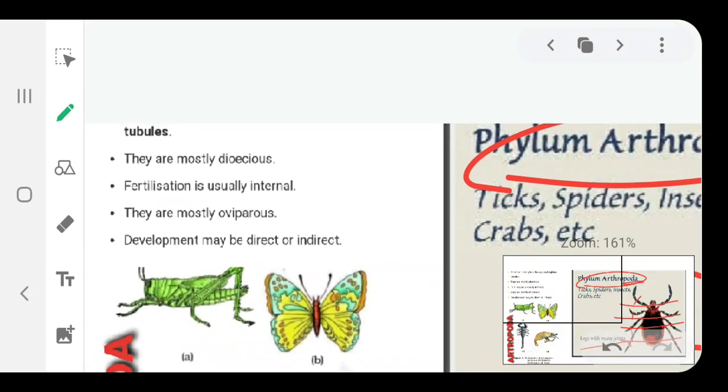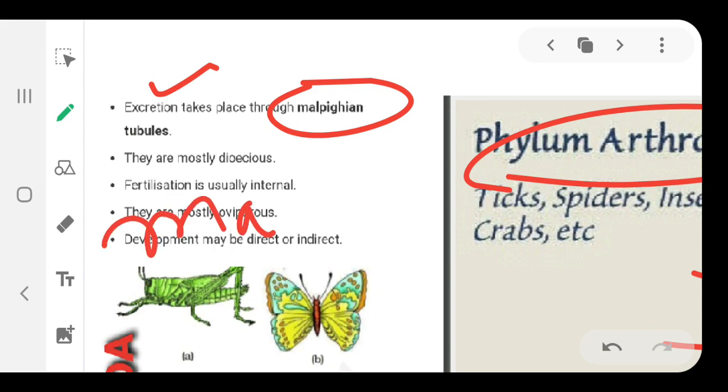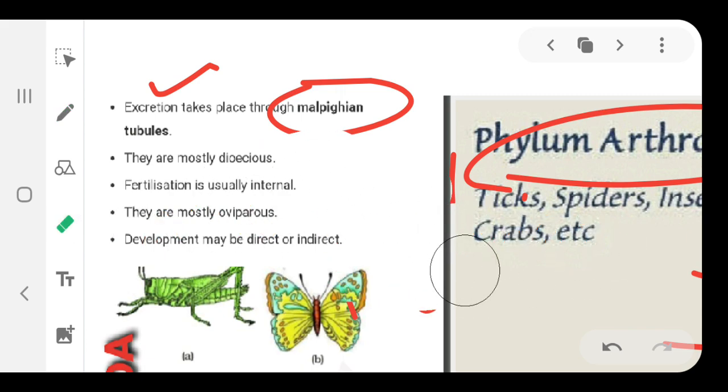Underline these features here. Number one, the excretion takes place through a new name called Malpighian tubules. Write it down: M-A-L-P-I-G-H-I-A-N. Okay, Malpighian tubules. So this is their excretory organ, you can call it. And fertilization is usually internal.